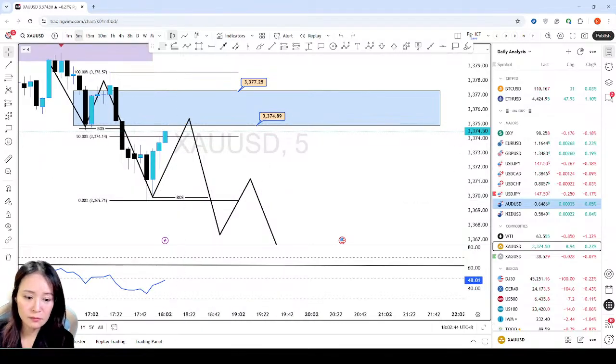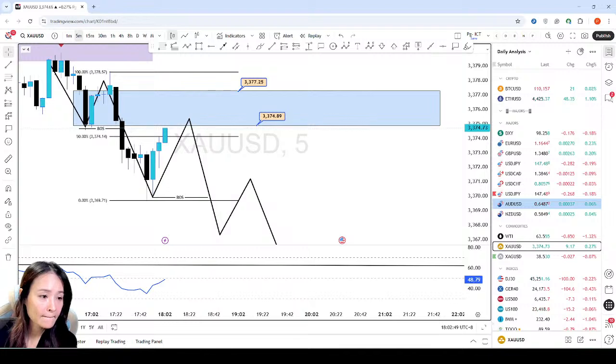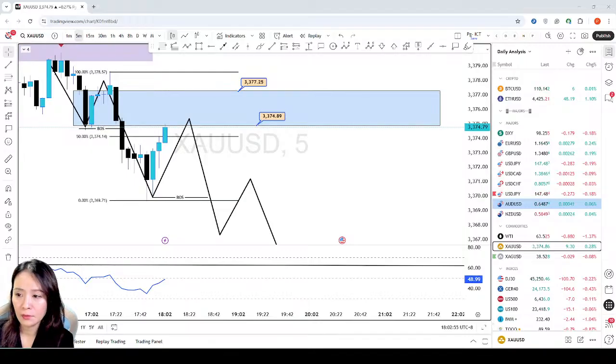Are you gonna sell here? Okay, price went into the zone. You manage your risk, manage your loss side, if you want to sell at this zone.